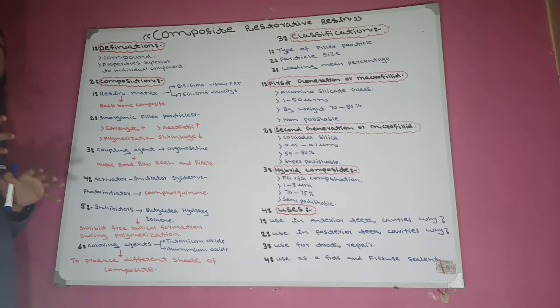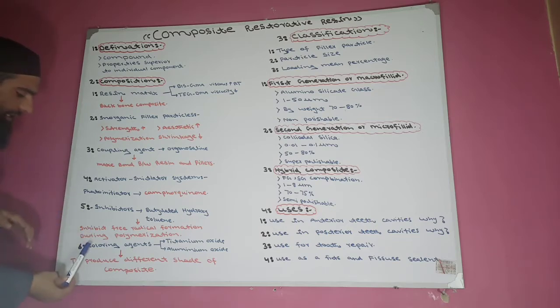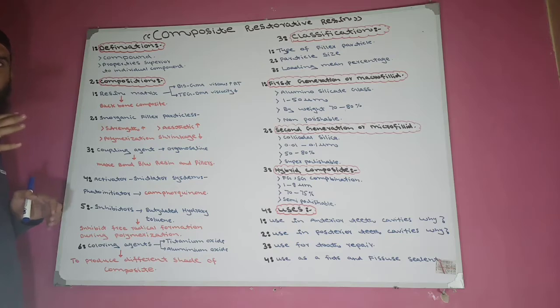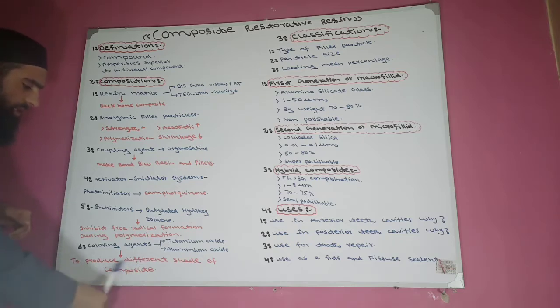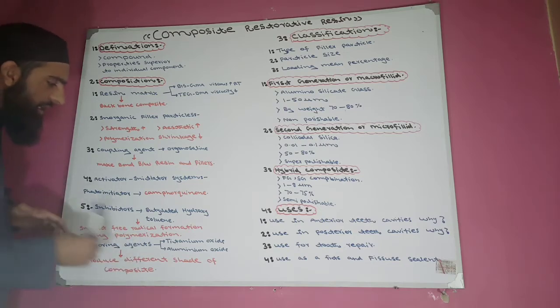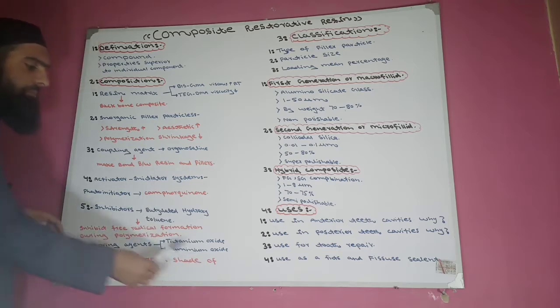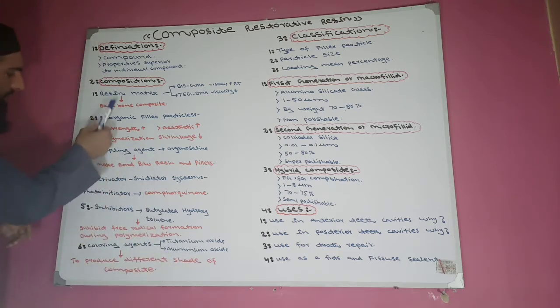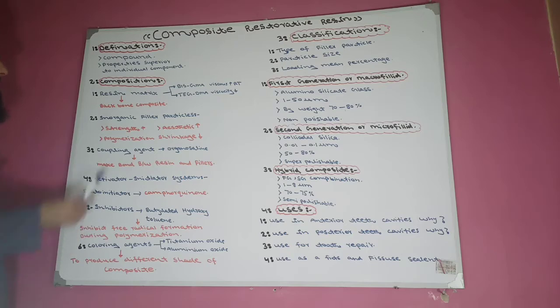Now to produce different shades, we mix the coloring agent into the composite composition. The coloring agent is a metal oxide like titanium oxide, aluminum oxide. These are the 6 components in the composition of composite restorative resin, and we studied the function of each one.